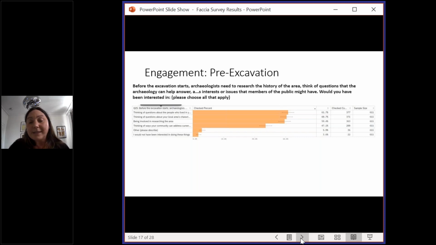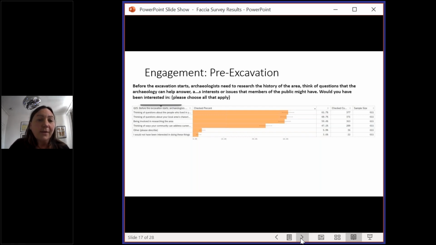Would you have been interested in? Respondents were able to tick as many boxes as they wanted. And you can see that we had close to 400 people saying that they'd be interested in thinking about questions about the people who'd lived in the area in the past. Where did they come from? Why did they choose to be there? What were some of their professions, for example?